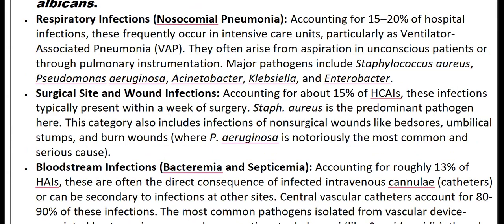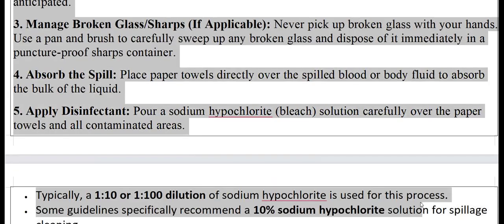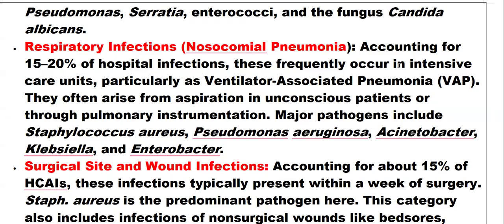Respiratory infection, nosocomial pneumonia, accounting for 15 to 20% of hospital infections. These frequently occur in intensive care units, particularly as ventilator associated pneumonia, VAP. They often arise from aspiration in unconscious patients or through pulmonary instrumentation. Major pathogens include Staphylococcus aureus, Pseudomonas aeruginosa, Acinetobacter, Klebsiella, and Enterobacter.